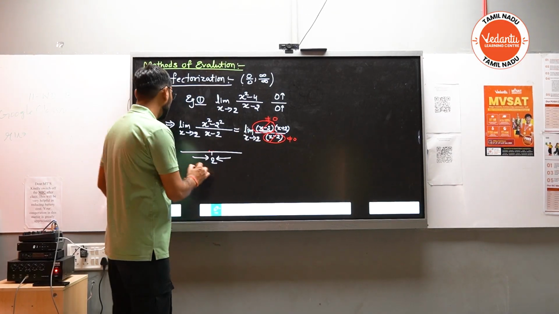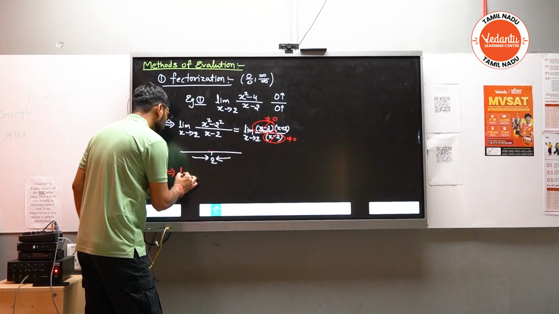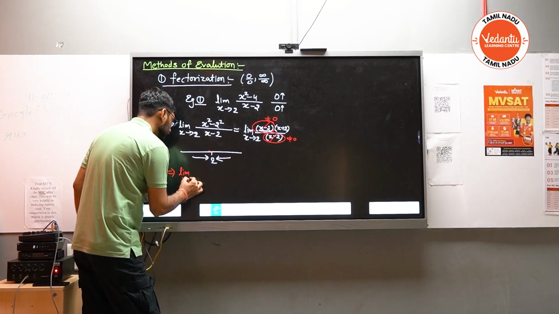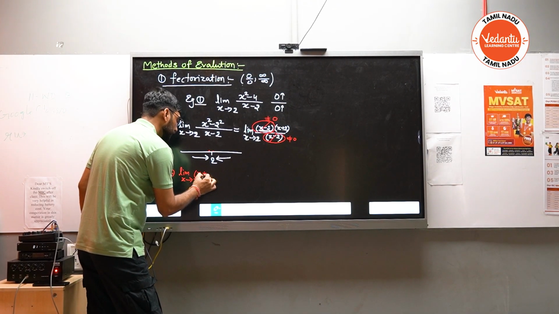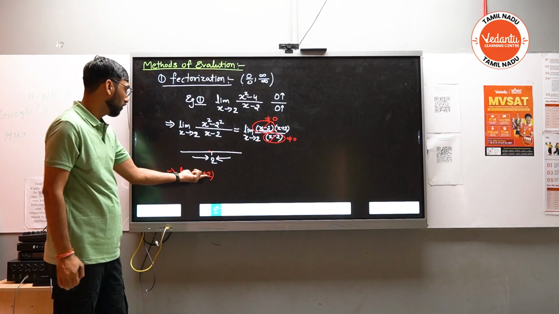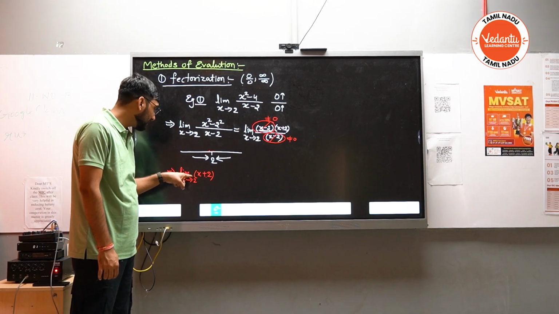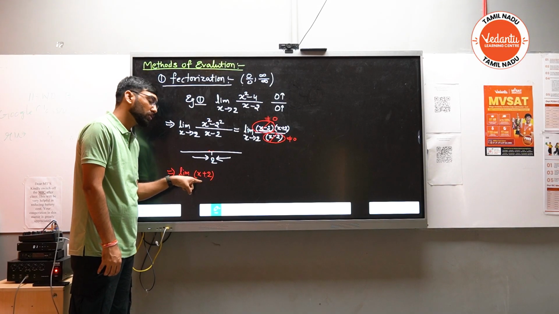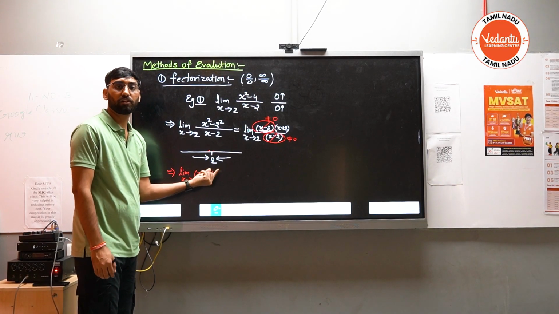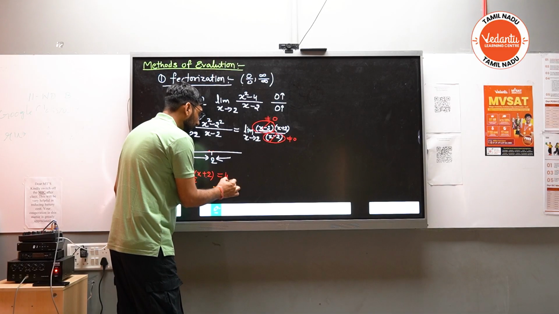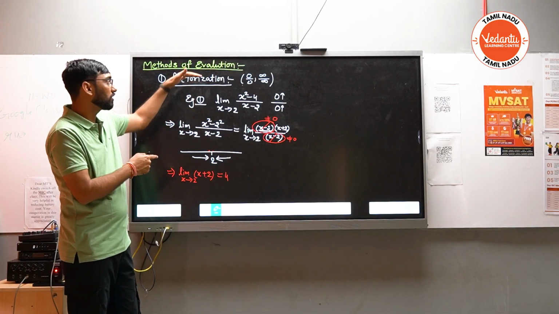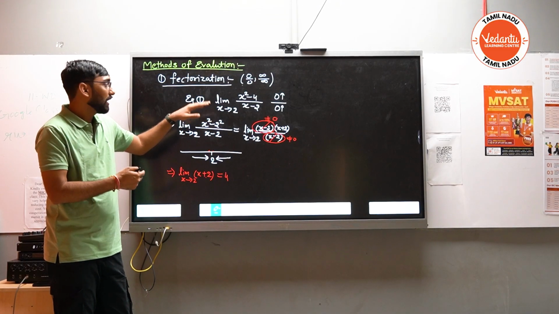Once we have cancelled, what will we get? Limit x going towards 2, x plus 2. Correct? Now if you closely observe, this will convert into our determinate form. Here we can clearly see that if x goes towards 2, the whole quantity will go towards 4. I hope this idea of how the factorization will work is clear to you.